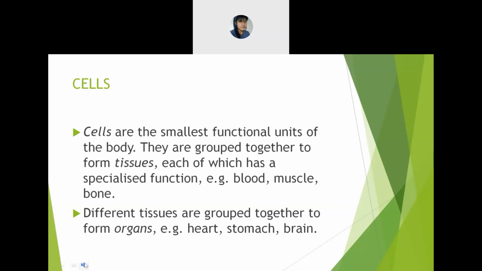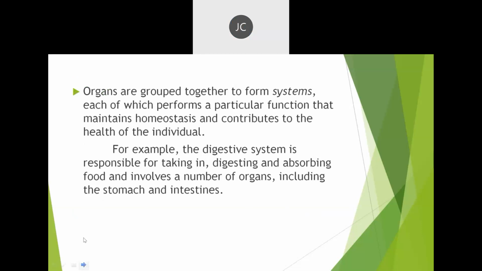Yes, ma'am. Okay, next, again the organs are formed. Remember, first cell, then tissues, then organs. Understand? So what happens to the organs again? The organs are grouped together and they form a system.